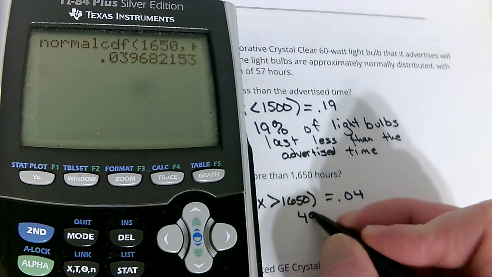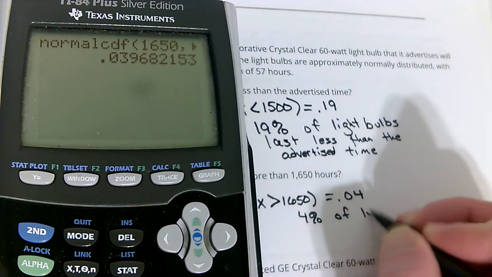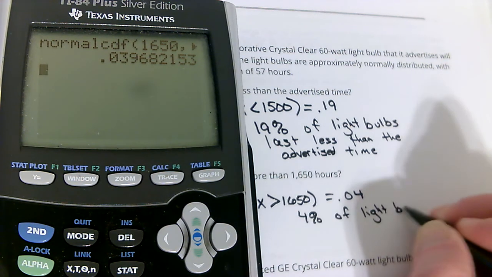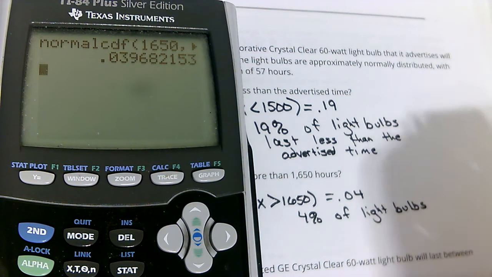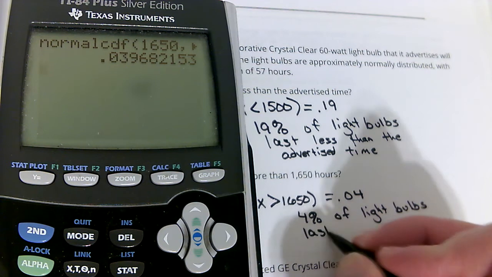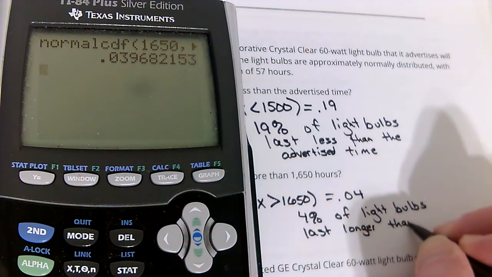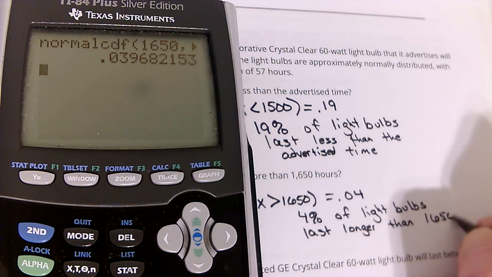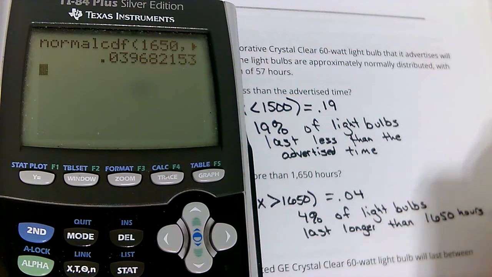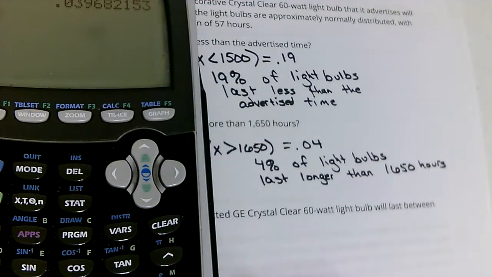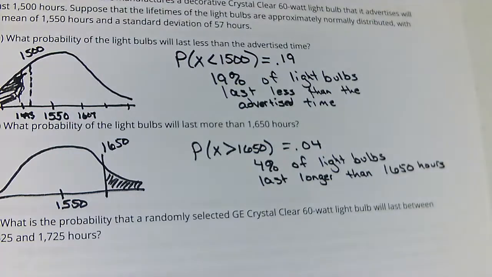That means 4% of the light bulbs last longer than 1650 hours. Or you can think about it as a randomly selected light bulb. There's a 4% chance that a randomly selected light bulb will last longer than 1650 hours.